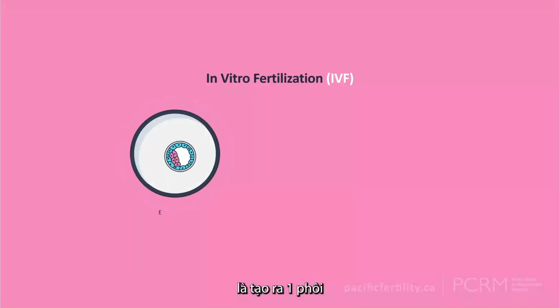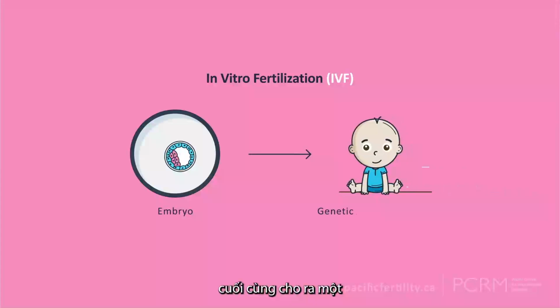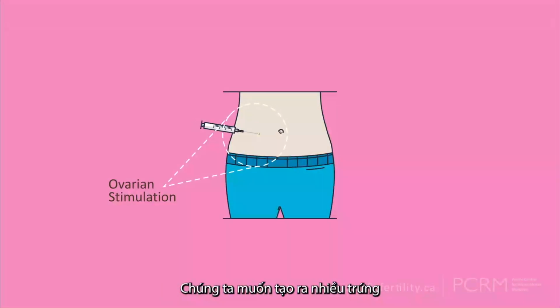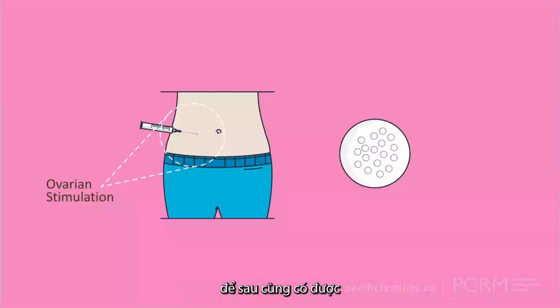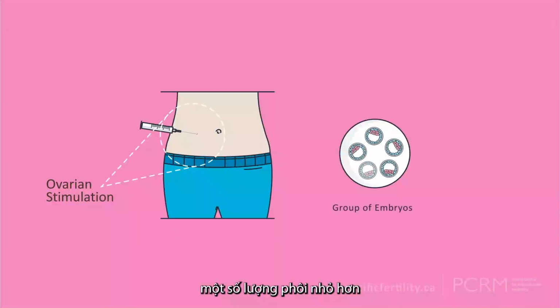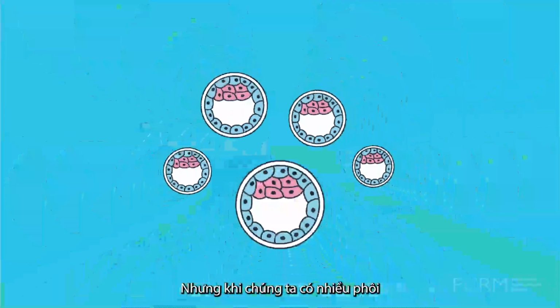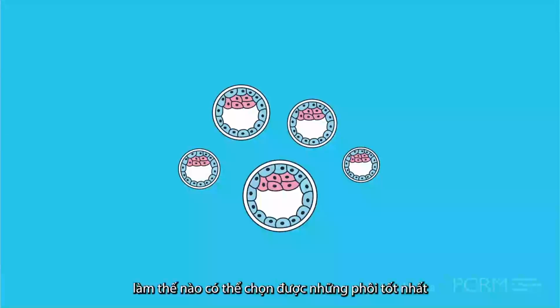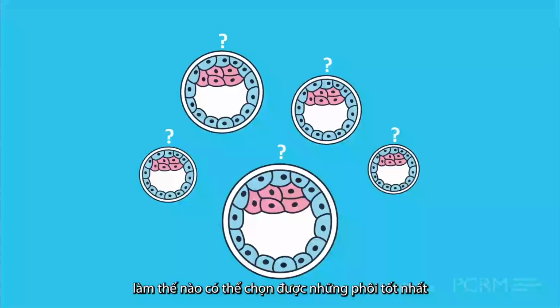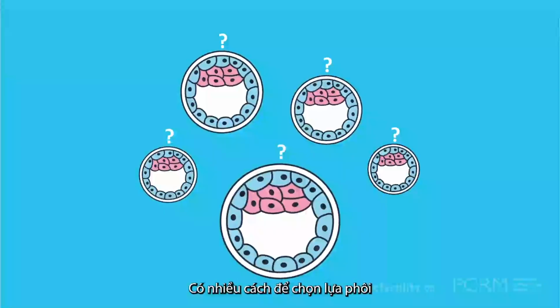The goal of in vitro fertilization is to create an embryo that will result in a healthy, genetically normal infant. Through ovarian stimulation, we aim to produce many eggs, which will hopefully grow into a small group of embryos. But when there are many embryos to choose from, how do we know which ones are the best? There are several ways to pick an embryo.